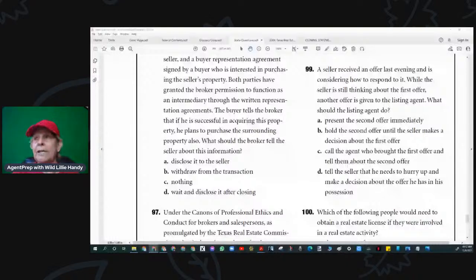The answer is A, present the second offer immediately. As soon as we get any offers from a buyer agent, we are to present them to the seller, even though they may already have an offer in hand. So at that point, especially in this market today, 2021, it's a very competitive market. It's a seller's market, and sellers are getting a lot of multiple offers.